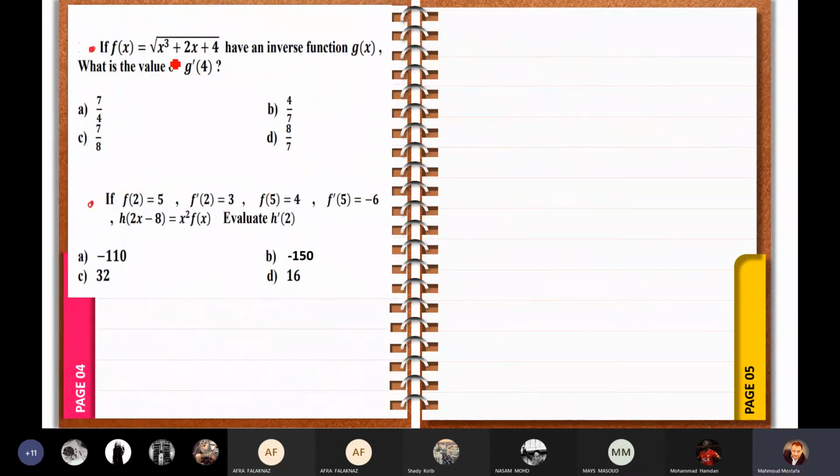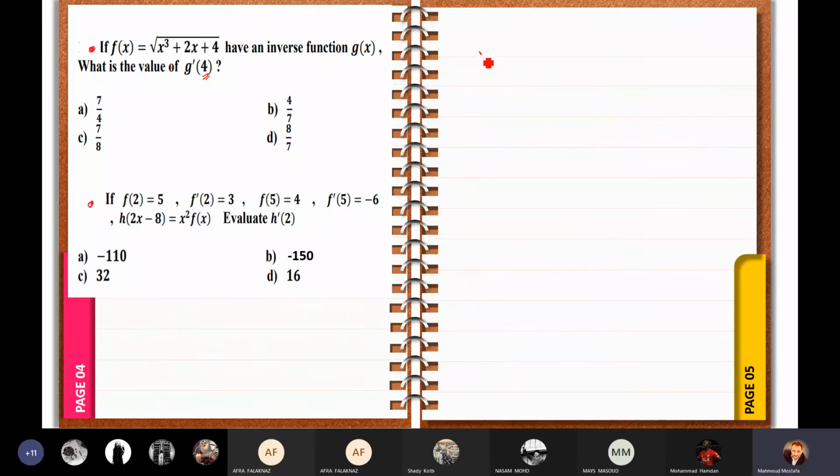If f of x equals the square root of x cubed plus 2x plus 4, and has an inverse function g of x, what is the value of g prime of 4? What to do here? g prime of 4 means f of x is 4.